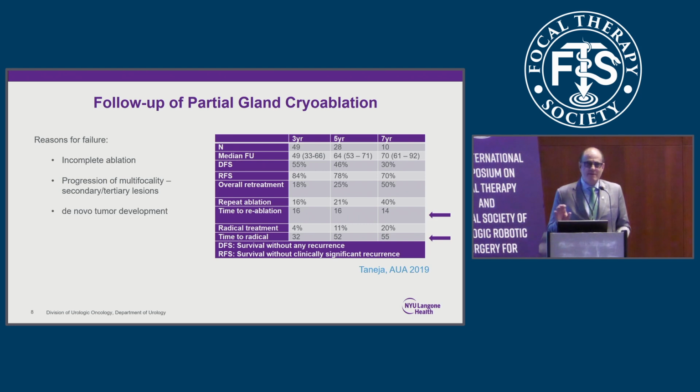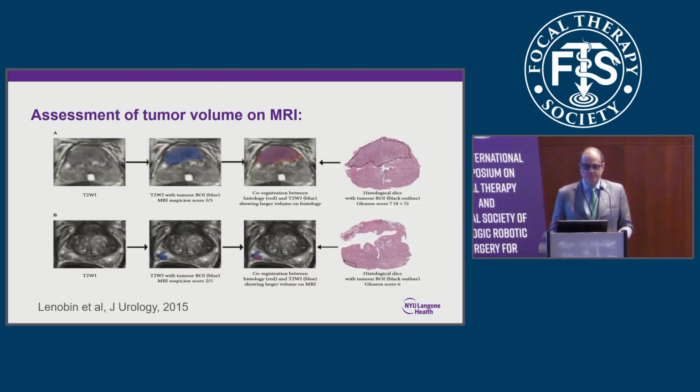The men that I've had to re-ablate, typically it's early, and it's most often due to margin failure. Those that we've converted to radical treatment, it's much further out, and I think that reflects a different biology. I think that's this de novo tumor development or somebody's multifocality blossoming.